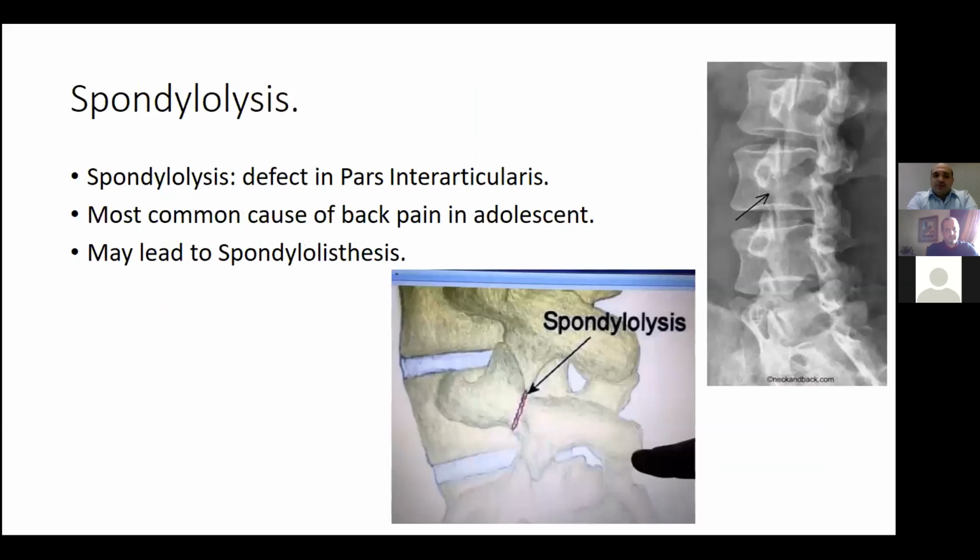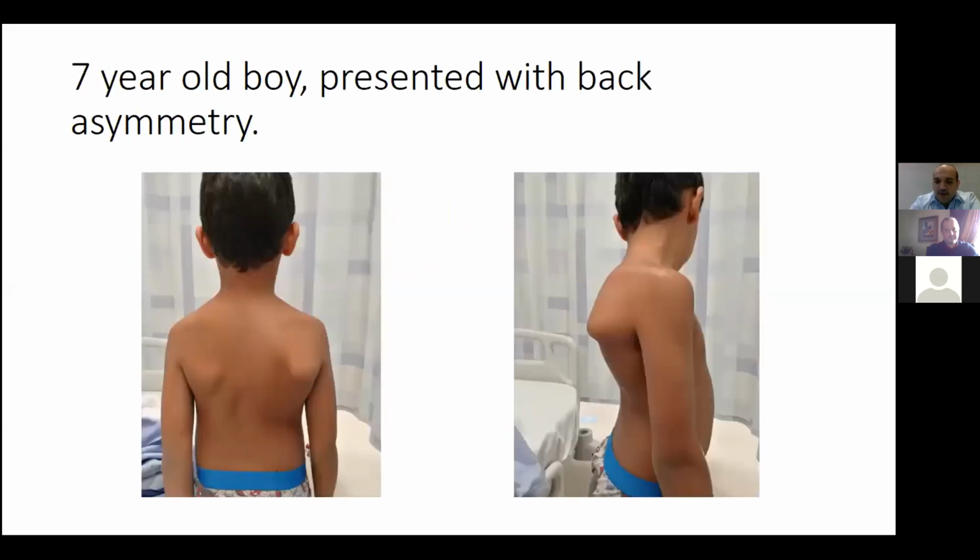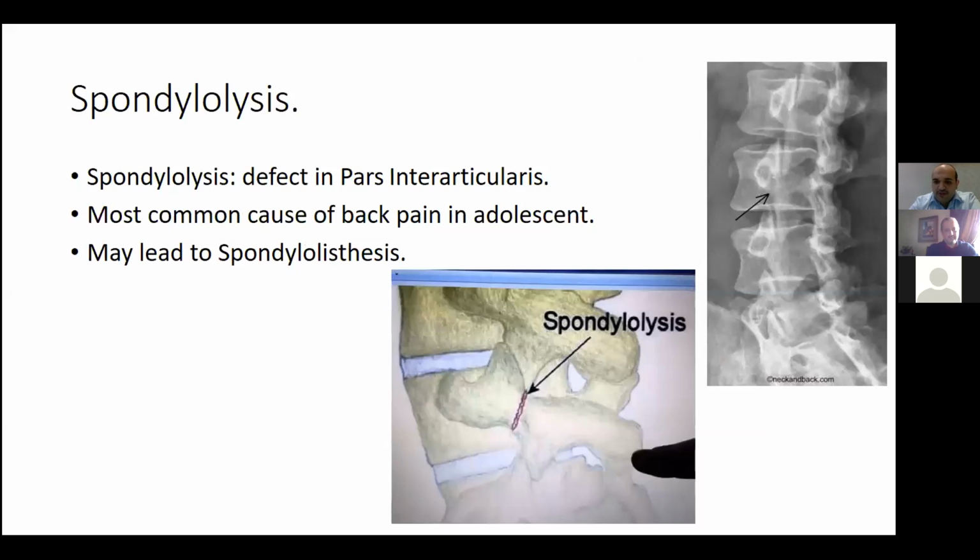The last thing that I would like to talk about is spondylolysis. It is a defect in the pars interarticularis, the most common cause of back pain in adolescents, and may lead to spondylolisthesis. On the oblique X-ray you can see the Scotty dog, and the defect on the neck of the dog is the spondylolysis. It is usually associated with spondylolisthesis, or sometimes occurs without it, but it is a really common cause of back pain in adolescents.